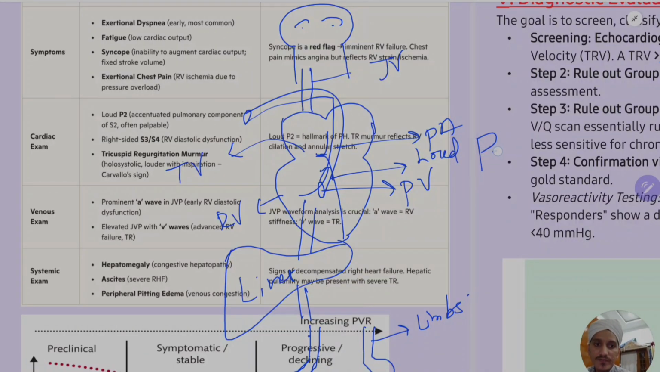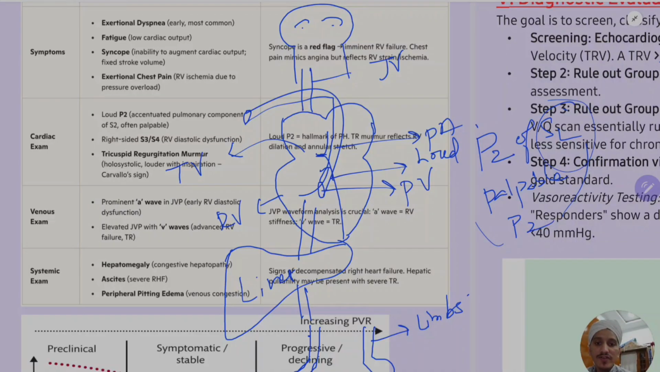Why loud P2? Loud P2, the P2 component of S2. So you will hear a loud S2 on the pulmonary side when you auscultate. That is the initial point, and you can palpate this P2, a palpable P2. You will have a loud and palpable P2 at the pulmonary area on the chest.